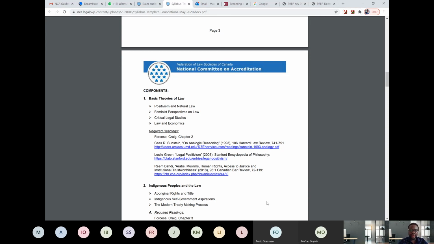I will also look at the article Arabs, Muslims, human rights, access to justice, and institutional trustworthiness. So access to justice is a very big issue in Canada, and this article chronicled the experience. We analyze about 13 cases and chronicle the experience of people and how their lack of trust in the system denies them access to justice. Because when people don't feel confident with the legal system, when they don't feel that they will get justice from the legal system, they ask themselves, why should I even approach the court when I'm sure that the system itself will discriminate against me?